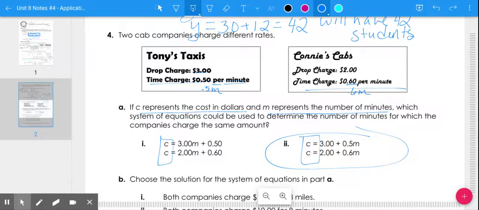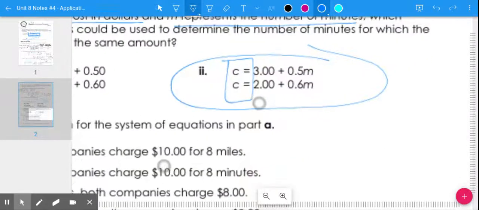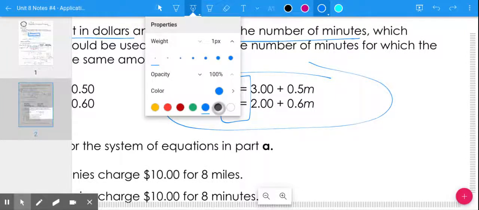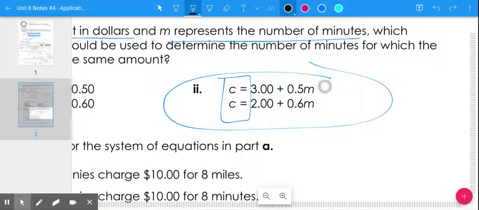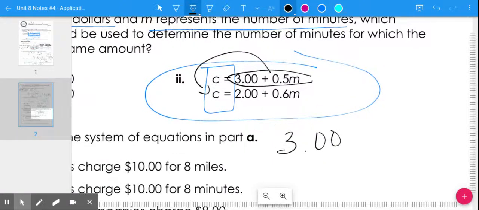All right, so then part B says, choose the solution for the system of equations in part A. So we're really just solving the system that we had. It's basically what we did in the last ones. We're just going to set these equal to each other. So we're basically taking this one and substituting it in for the C. So we'll have 3.00. You don't have to have the zeros there if you don't want to. They're in the problem, so I'm going to use them.